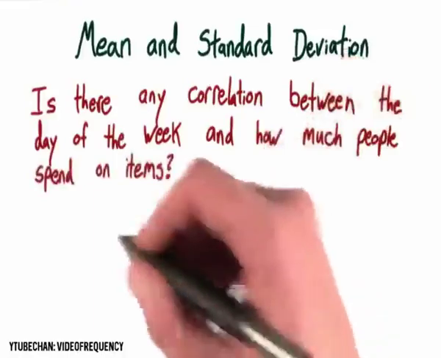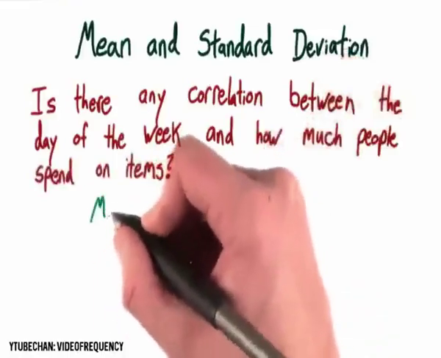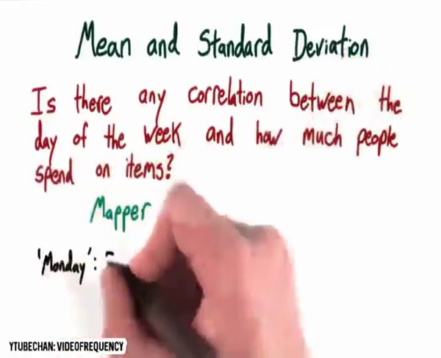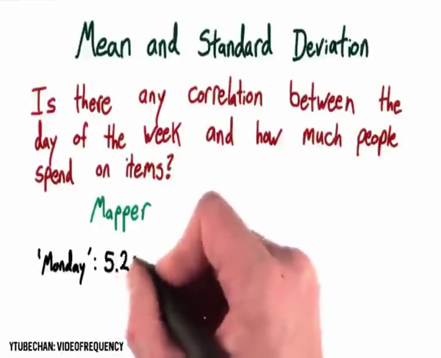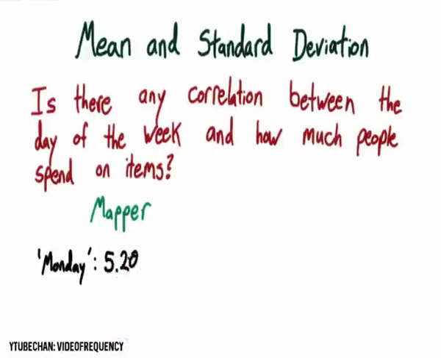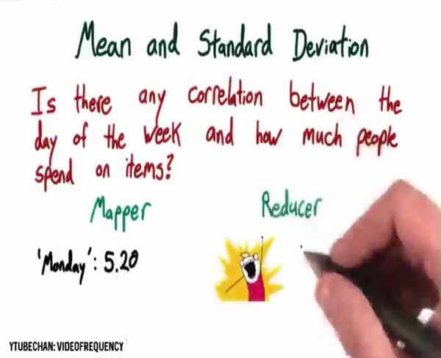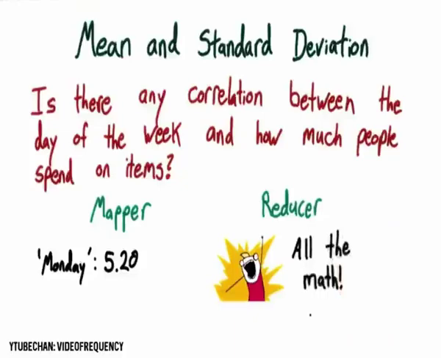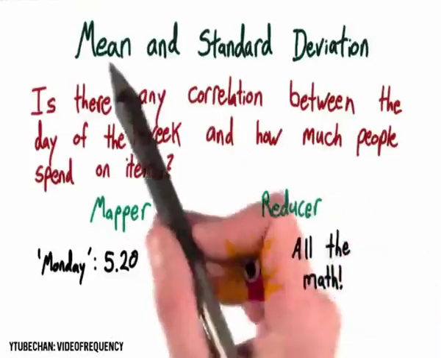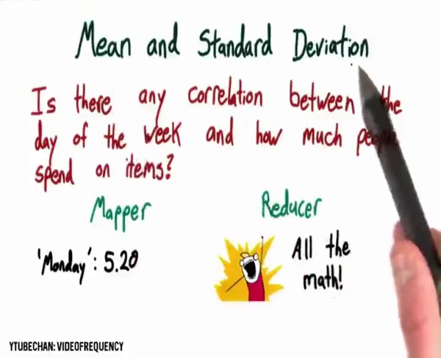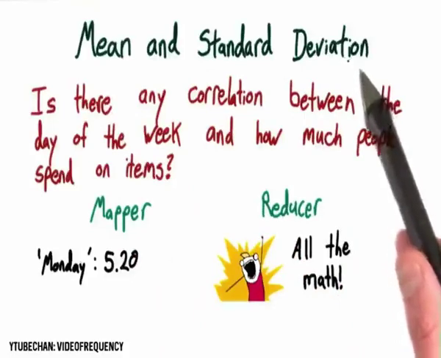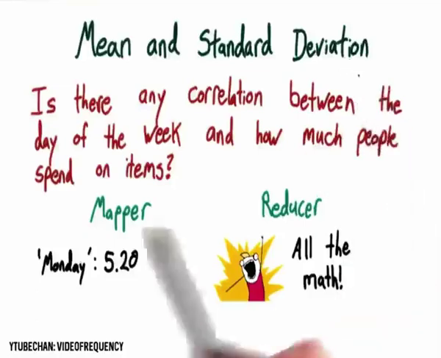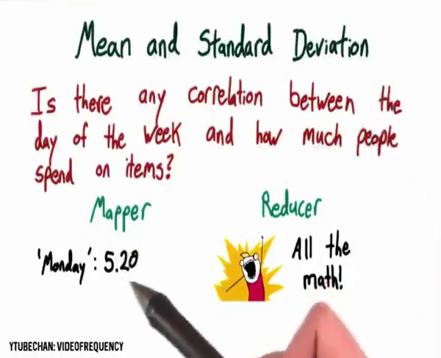What's interesting about this design pattern is that all the mapper has to do is output the day of the week as a key, so maybe Monday, and the value of a sale, maybe $5.20, as a value. That's it. What does that leave for the reducer? Well, it leaves all the math for the reducer. The general reason for this rule of thumb is that oftentimes with these summary statistics, you need to know all of the parent data before you can make any calculations. So we don't want to jump the gun and have the mapper do calculations before it's ready.